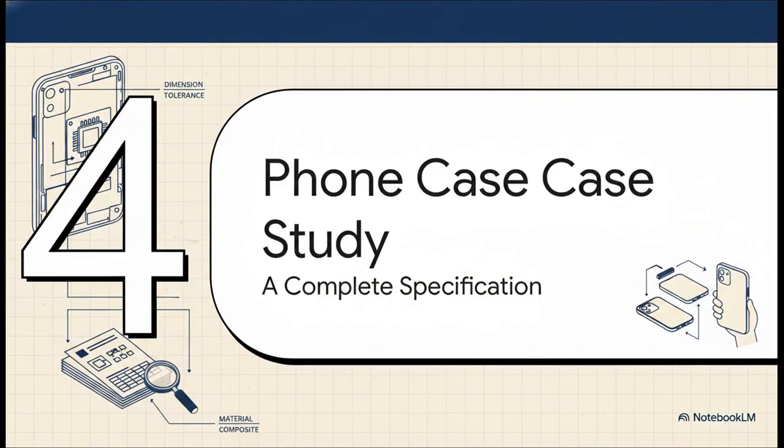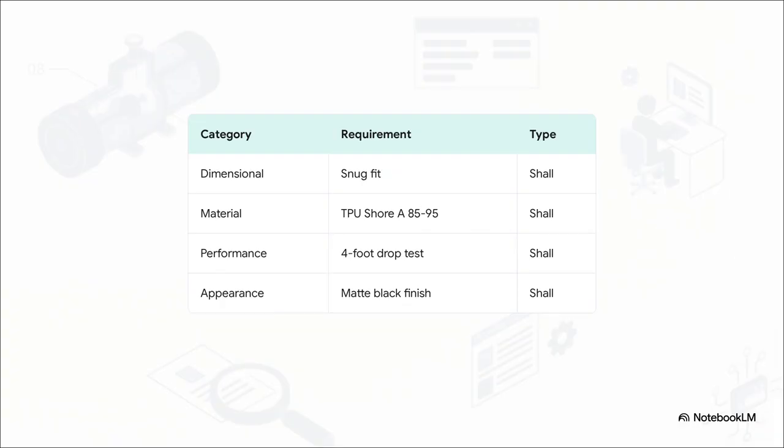Section 4. Case study, the phone case. Let's look at a complete specification. Let's see how all these abstract rules snap together to build something tangible, like the phone case you probably have in your pocket right now. Looking at this matrix, we've combined legal terms with precise metrics.